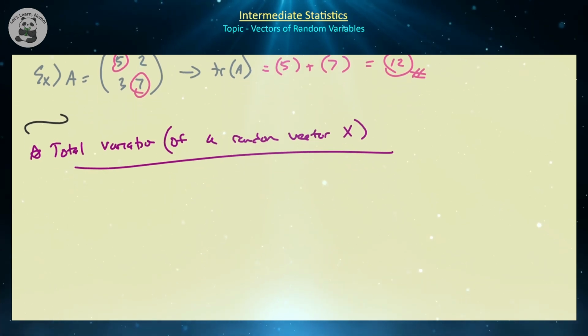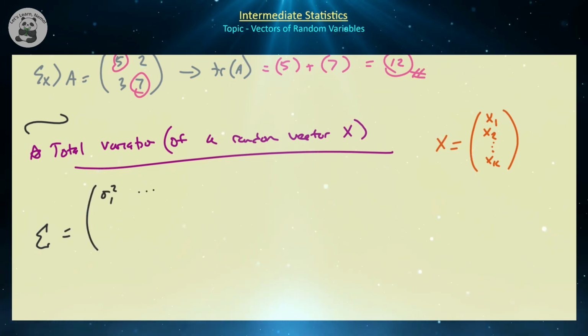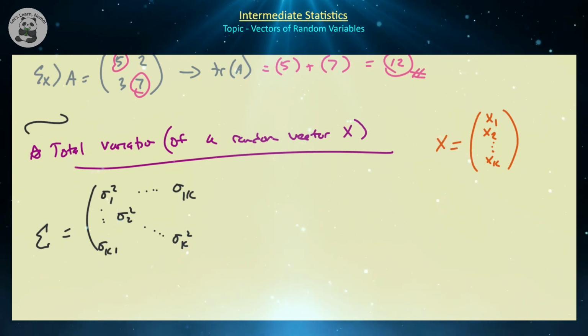a random vector x. And let's also review that x is just a random vector consisting of random variables x1, x2, and let's also continue down until xk. Right, so recall that the covariance matrix for this particular vector x is given by sigma 1 squared all the way down to sigma 1k, the covariance between variables 1 and k. And that obviously has sigma 2 squared all the way down to sigma k squared. And that has, for example, the covariance between variable k and variable 1. And obviously we have this particular structure.